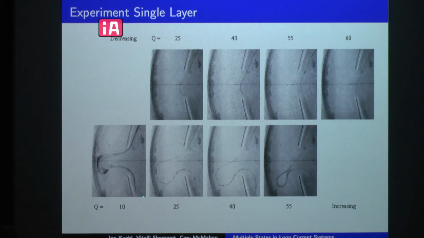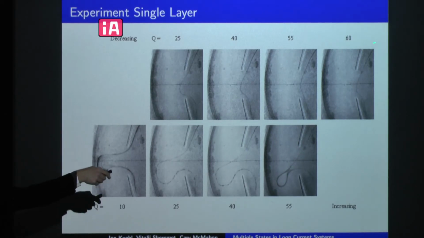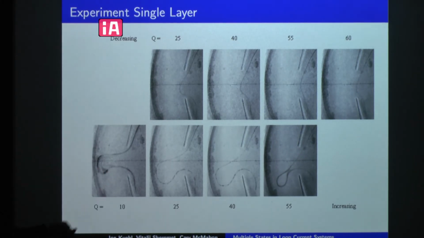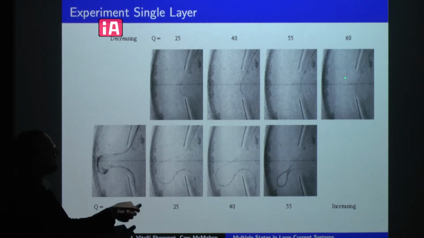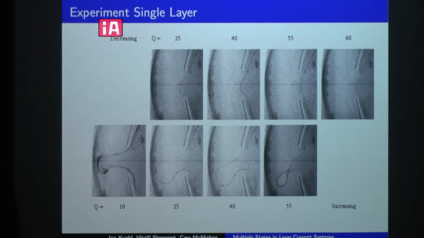I'm going to increase the flow rate, and I see that the inertia is carrying it farther and farther across the gap. And eventually, I increase the flow rate so much that this eddy pinches off, and I'm in a leaping state. So I was in a loop current state. By varying the inertia of the current, I ended up in a leaping state. Now here's the cool thing.